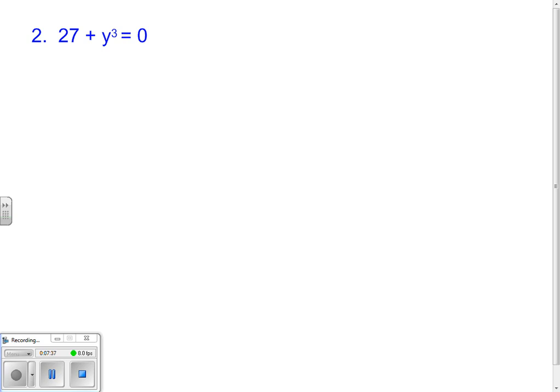Number 2, I'm going to do the same thing. I'm going to start by factoring. This breaks up into a 2 by 3. Copy the sign, turn it a little opposite, always end positive. The cubed root of 27 is 3, squared is 9. The cubed root of y cubed is y, squared is y squared. And the product of 3y goes in the middle.